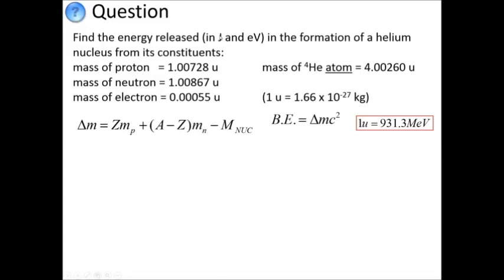Find the energy released in joules and electron volts, if we need to, in the formation of a helium nucleus from its constituent parts. So here's what's given on the data sheet, we've got the mass of a proton, neutron, and electron. We're given here the mass of a helium-4 atom. So I've underlined atom to make us remember. I've got some information: 1 u equals 1.66 times 10 to the minus 27 kilograms. I've got our binding energy idea, and here I've got our mass defect idea.